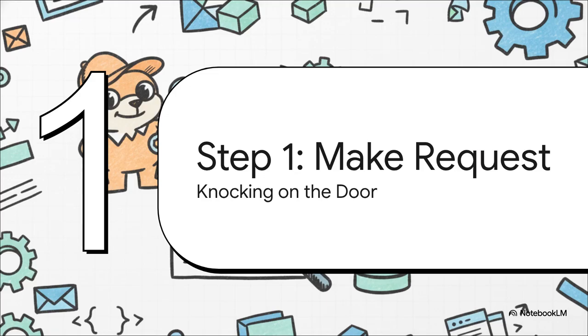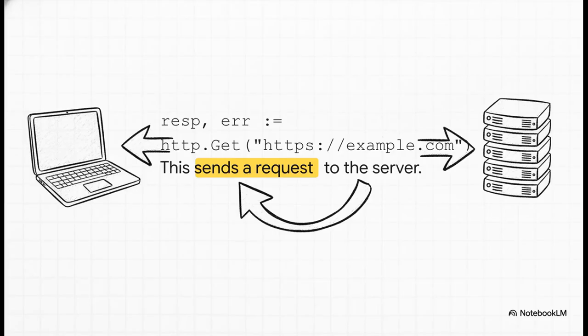So, the very first thing our scraper has to do is go to a website and just ask for its content. You can really think of this as politely knocking on the website's front door. And in the Go programming language, that knock looks just like this. We use the built-in HTTP package, and we just call http.get with the URL we want to visit.